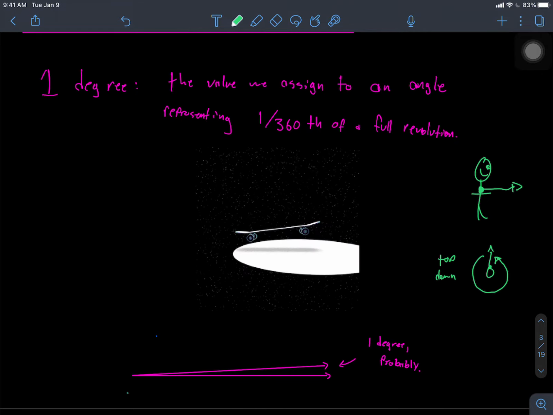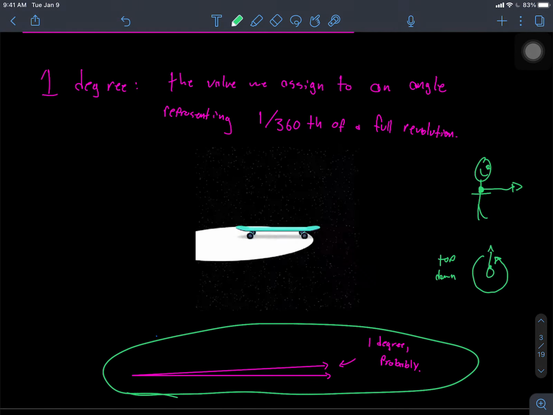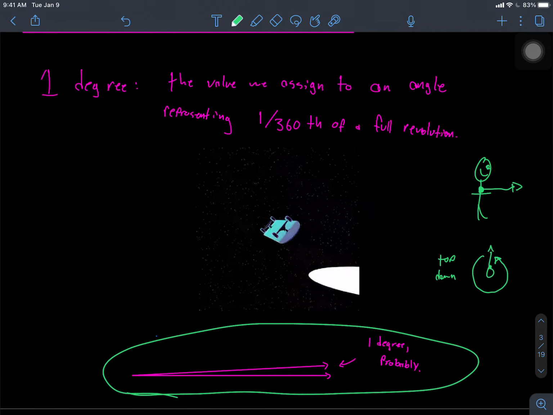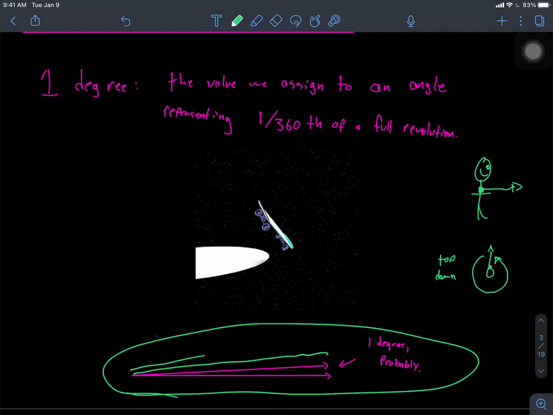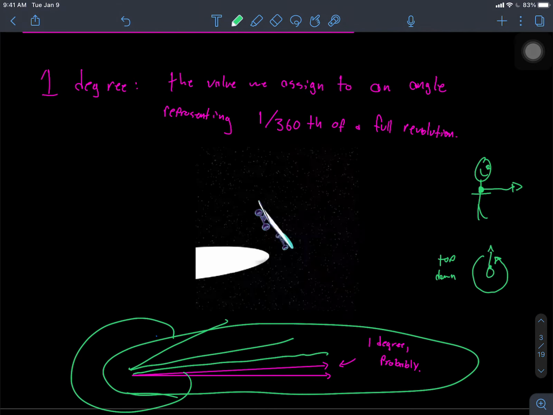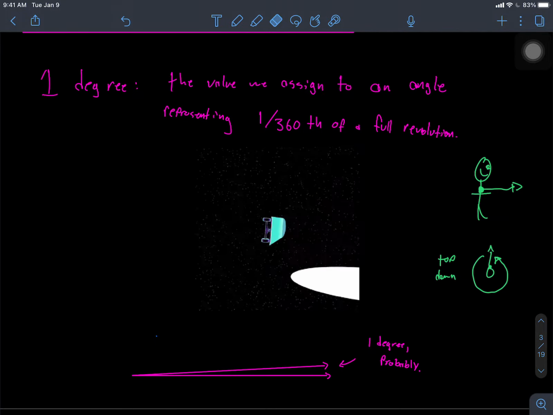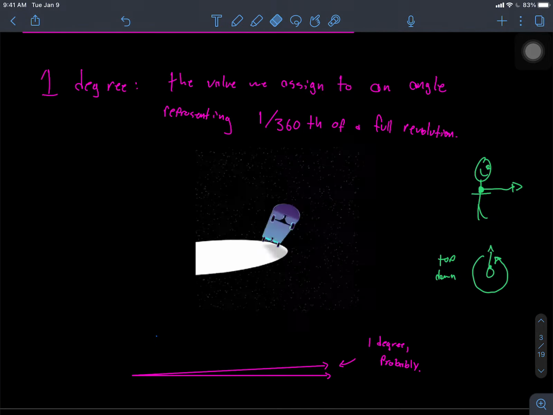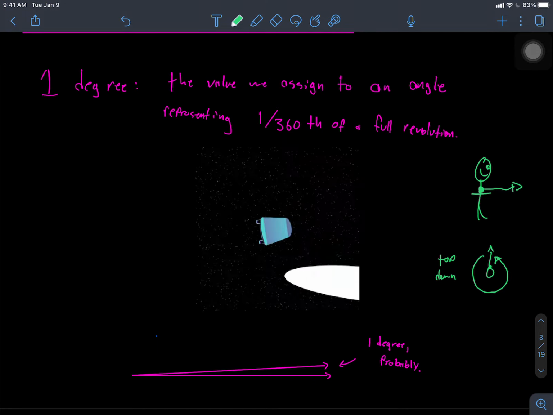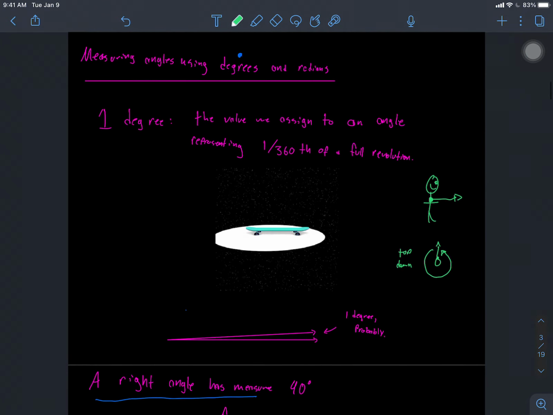So here's an angle which looks like something around 1 degree. It's really kind of small. And if we did this 360 times, then we would eventually get all the way around. That's the point: if we do this 360 times, then we would be facing the original direction. So that's how we use degrees.